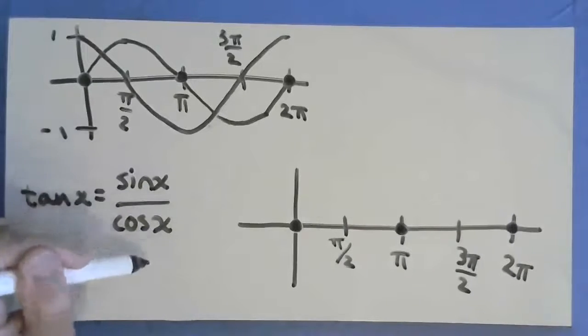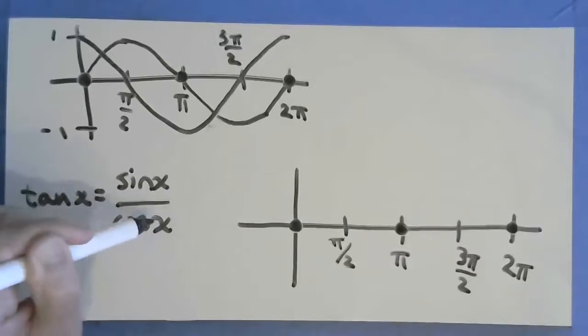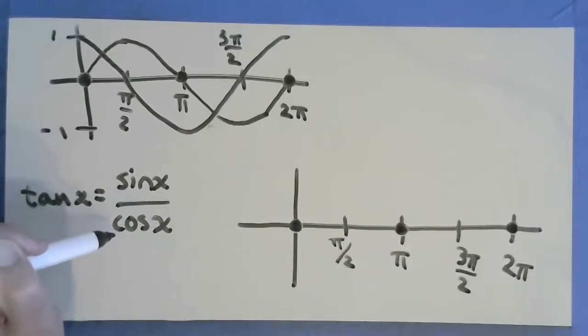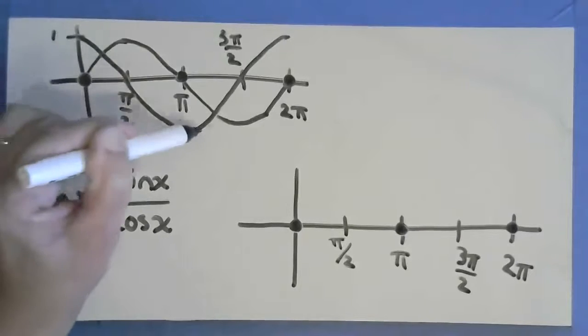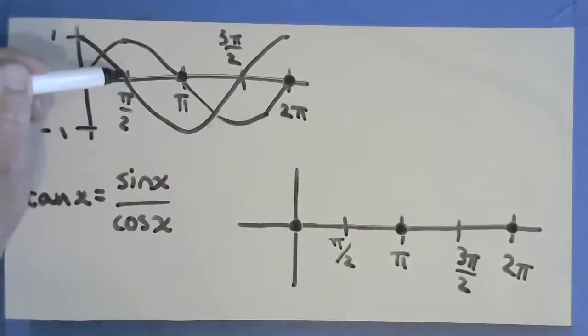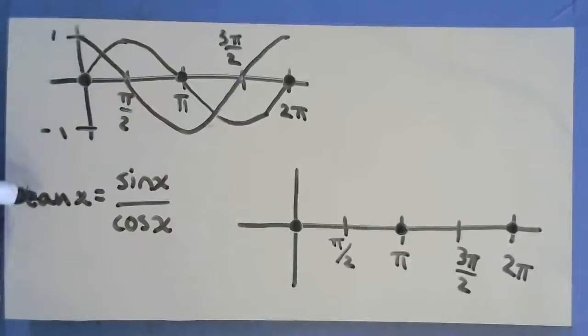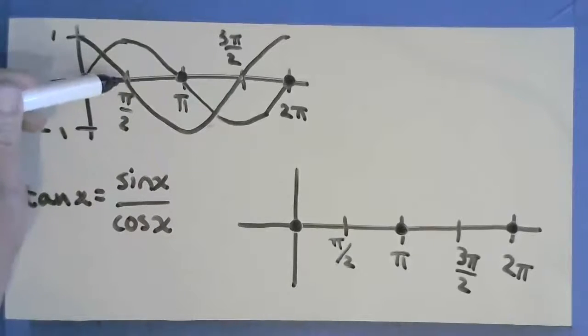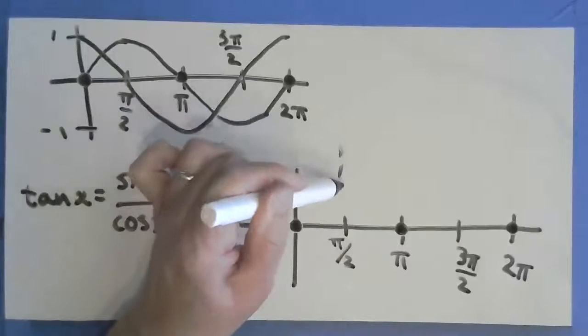We also look at this fraction and say it's undefined if the denominator is equal to 0. That means when cosine is equal to 0. This is our cosine curve. So cosine is equal to 0 at pi over 2 and 3 pi over 2, which tells us that tangent has a vertical asymptote at pi over 2 and 3 pi over 2. So we can draw that in.